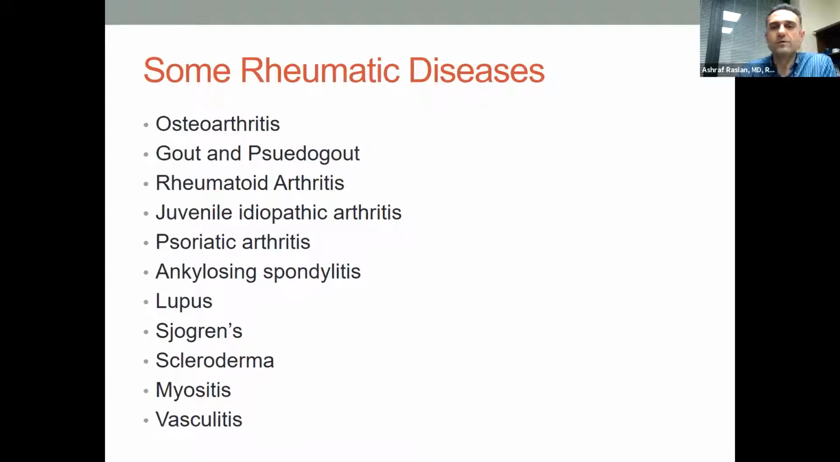These are some of the rheumatic diseases that we manage. You see the first two, osteoarthritis and gout and pseudogout, are not autoimmune diseases, but they are actually some of the most common arthritic conditions. They're caused by other processes other than autoimmune inflammation. Everything else you see, rheumatoid arthritis and the others, are examples of autoimmune diseases that we manage in rheumatology.